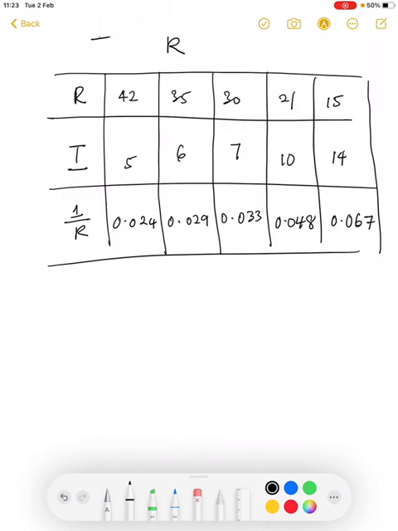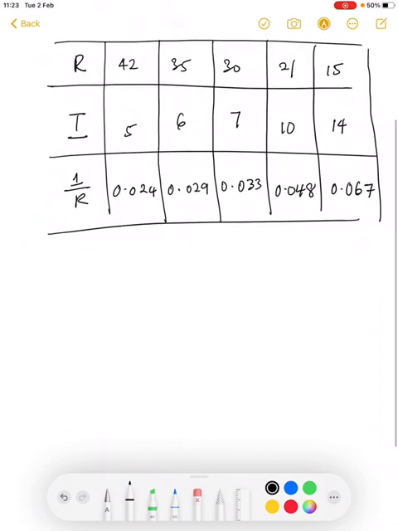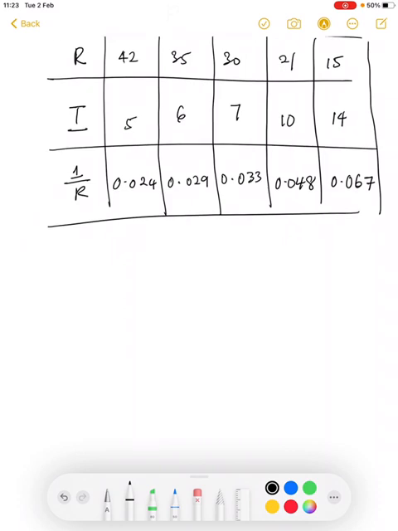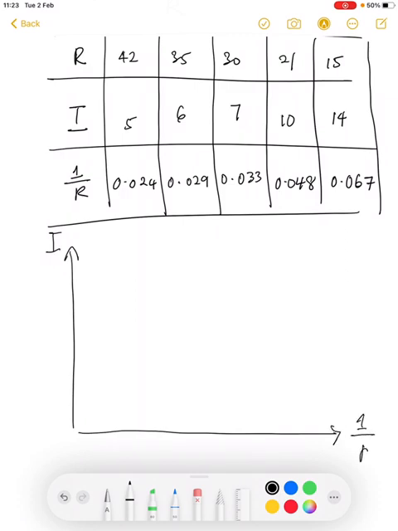So now we are going to plot the graph of I against 1 over R. Basically you need a graph paper and a ruler, but I'll do it freehand here. I versus 1 over R. Let's look at the value of 1 over R, we have 0.024 up till 0.067. So we need to decide what scale to be used.